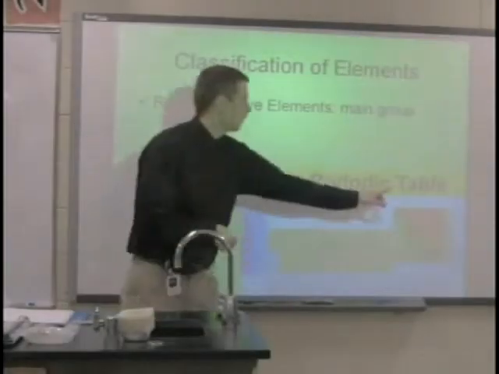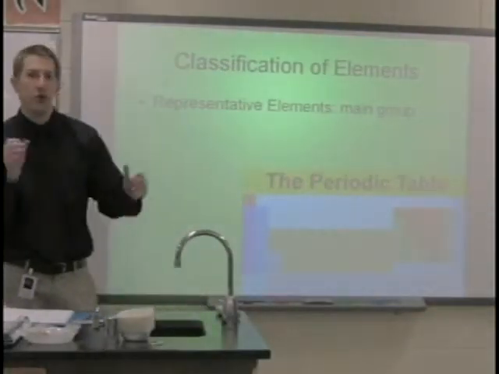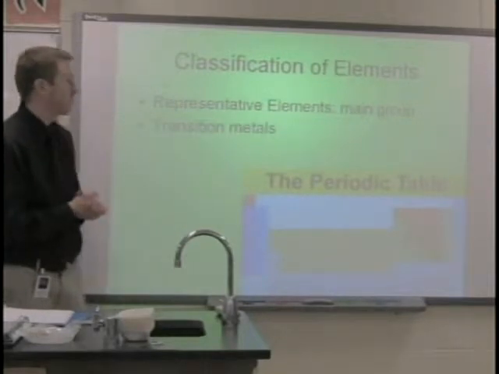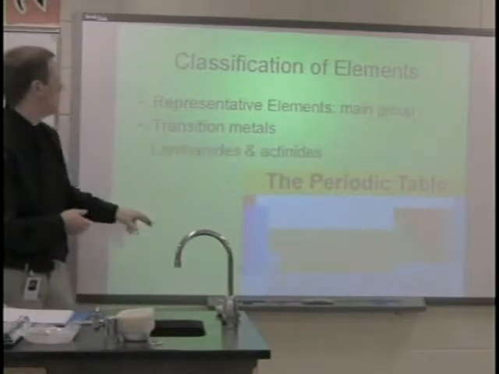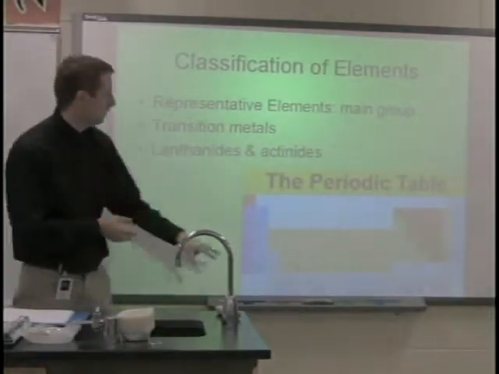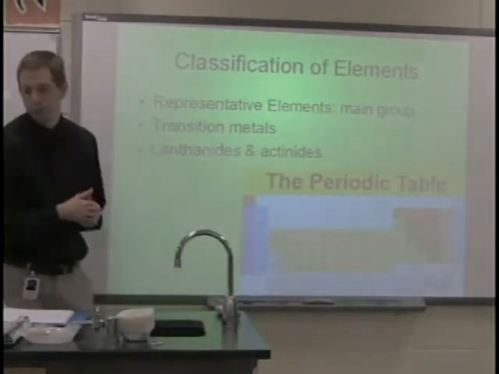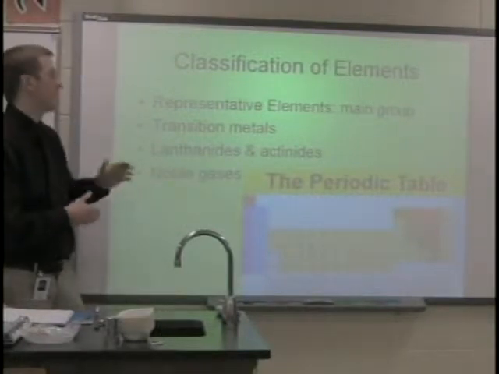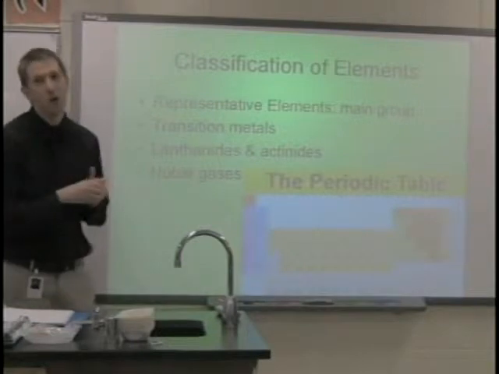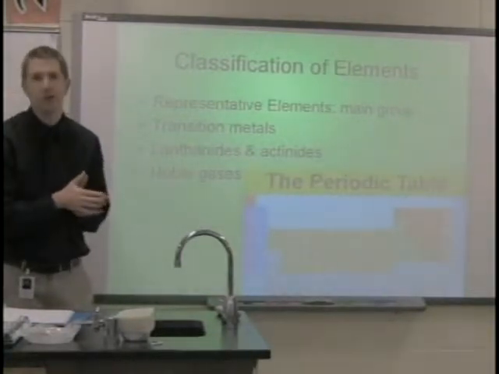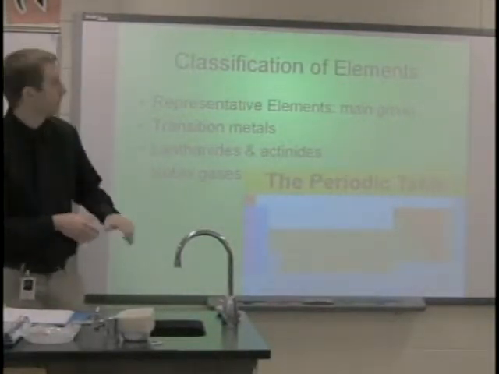S, and your P elements. The S is the first two columns, the P are the last six. The transition metals are the middle of the periodic table, that's your D elements there. The lanthanides and actinides are the F, which are the very bottom two rows of the periodic table. Last thing to mention are the noble gases. The noble gases are the far right-hand column, helium on down. Again, those are the ones we typically say are stable at the condition that they're in.